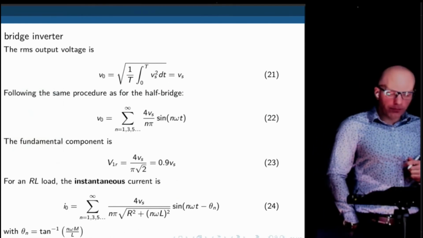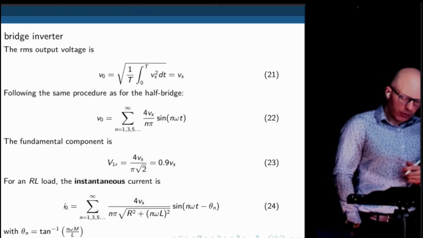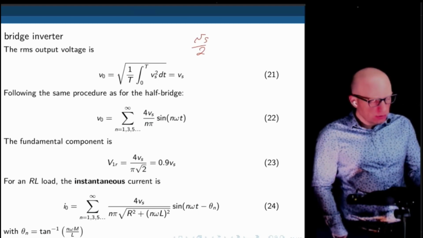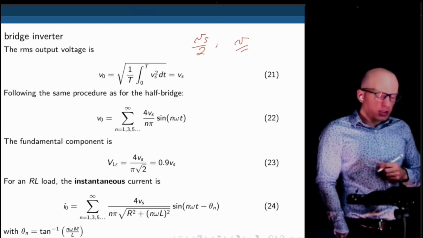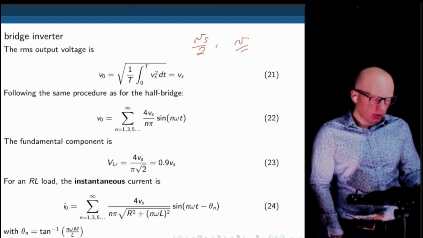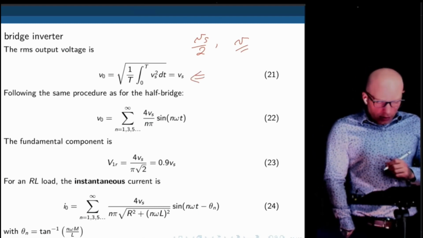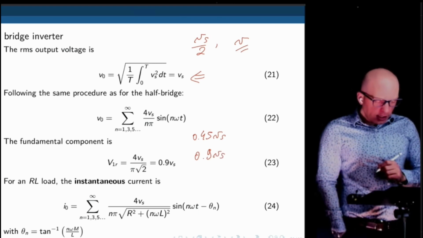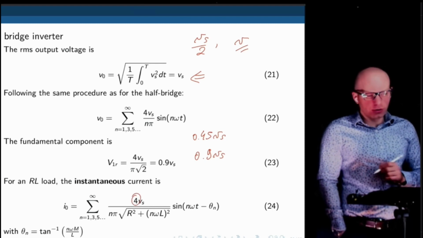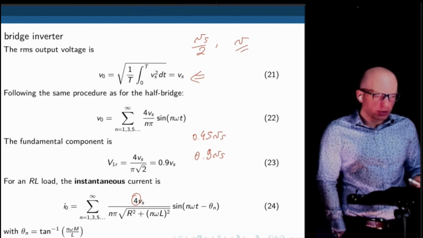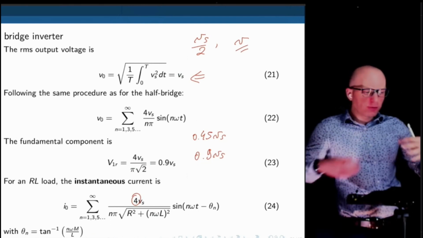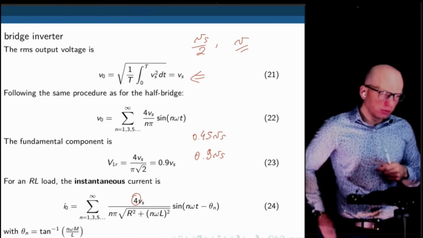All right, so here we can do the same analysis that we did before, the whole thing again, but we'll notice that the only difference is now instead of applying Vs over 2, we are applying Vs. The RMS output voltage instead of Vs over 2 is Vs, following the same procedure as before. The fundamental component that used to be 0.45 Vs now becomes 2 times that, 0.9 Vs. The instantaneous current is the same, except that the constant that used to be 2 is now 4. Everything is multiplied by 2, basically, and there are no further changes. It's the same principle, but this configuration allows us to deliver more power, more voltage to the load. So everything here multiplies by 2.